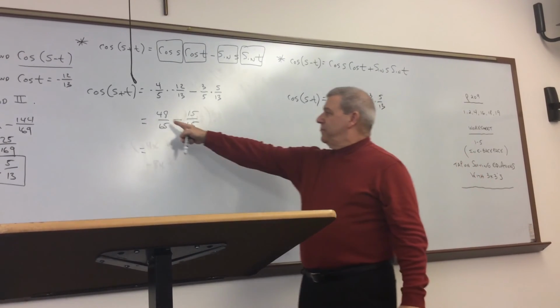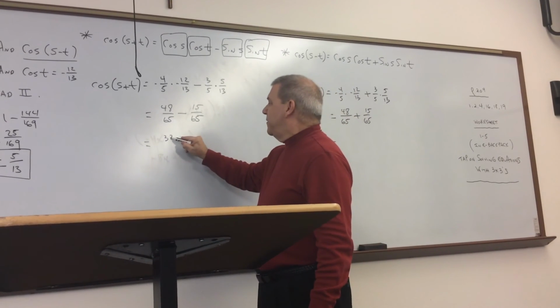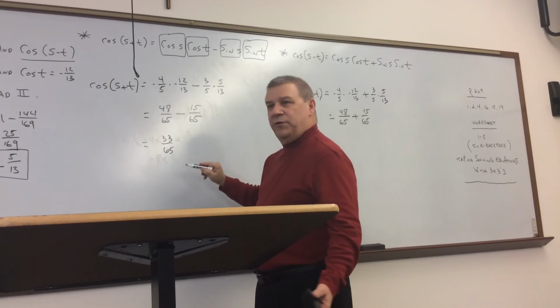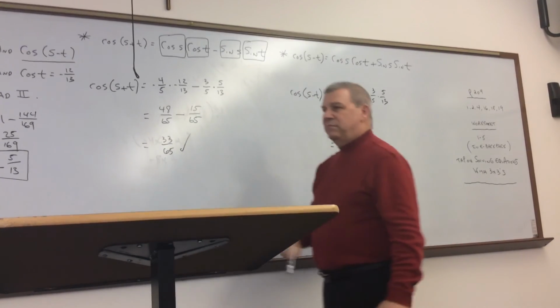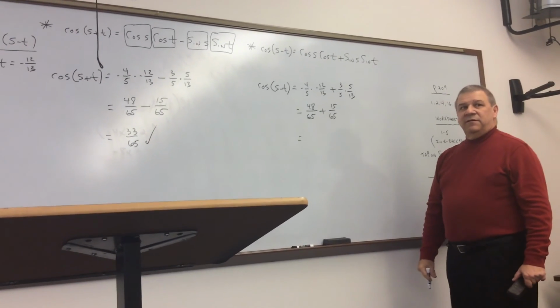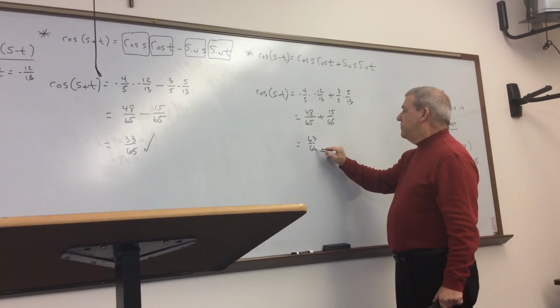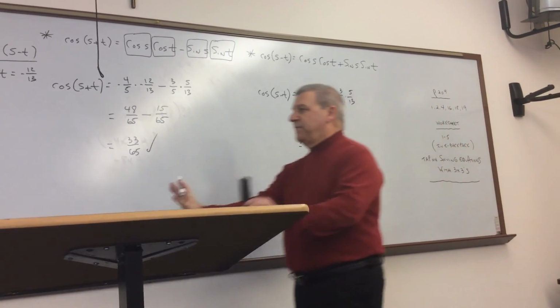Got it. Say it again. 33 65ths. Can you reduce that? You cannot. So there's the answer to that part. And what's this? 63 65ths. Okay, that's the first part of today.